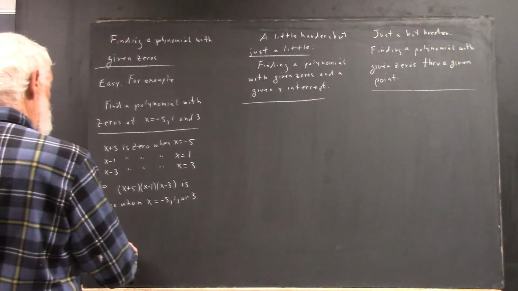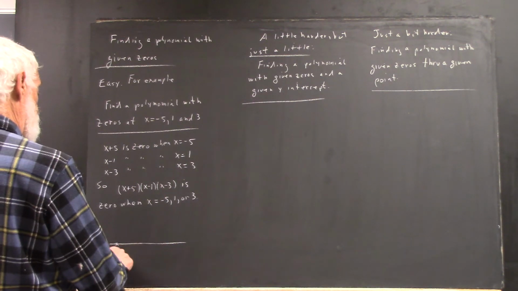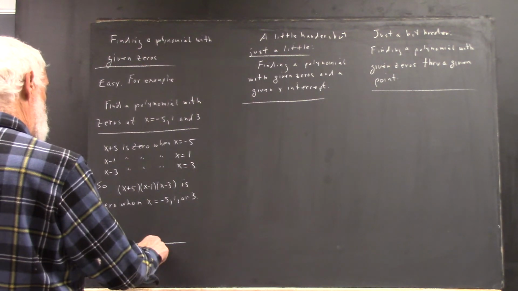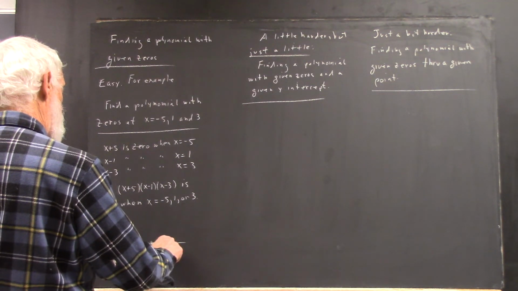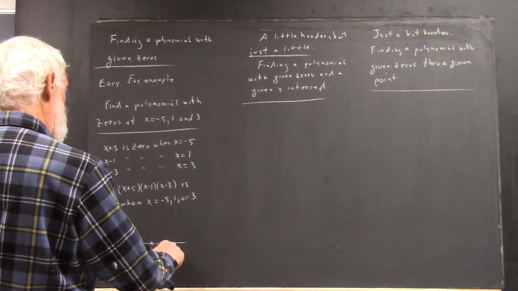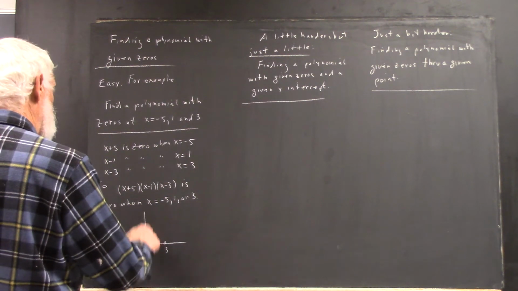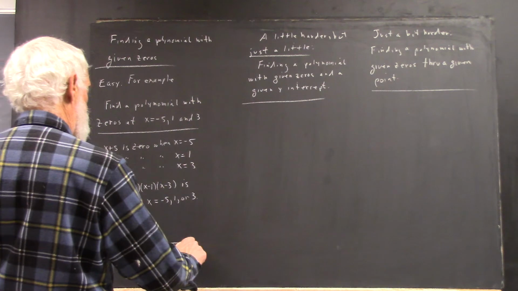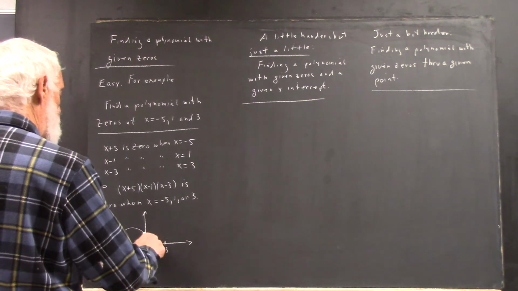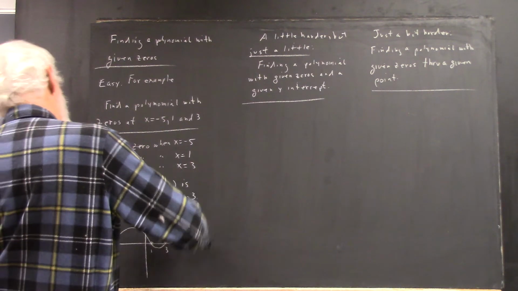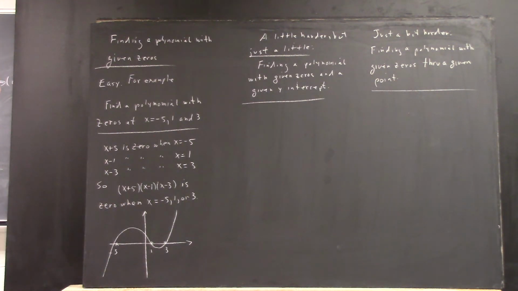And you can easily draw a graph. I'll just kind of toss that down here. You got -5, you got 1, and you got 3. And you have a y-axis. We know what the end behavior is, so we can detail that. So you get a curve that looks very much like this. Okay?